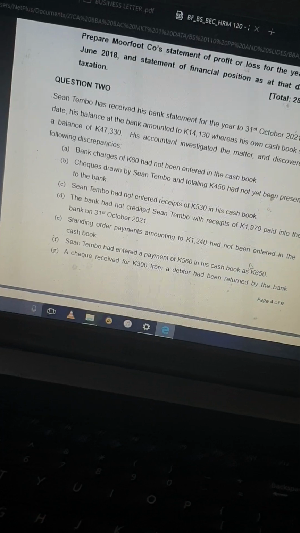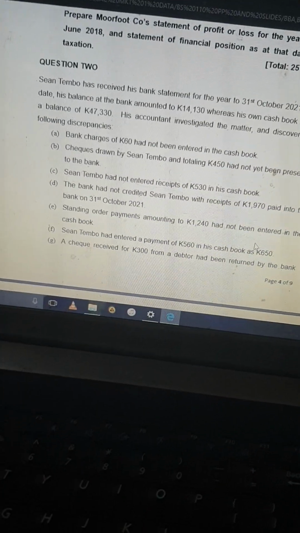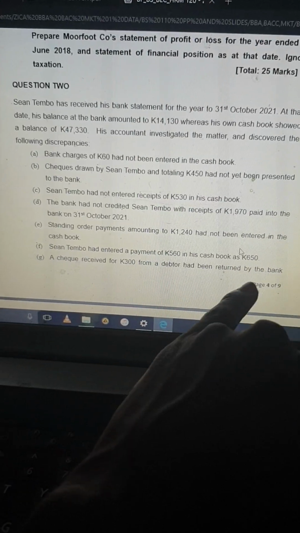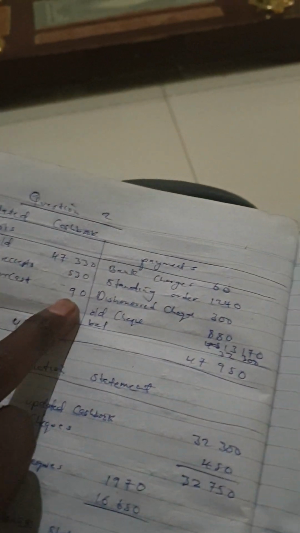Then they're saying on F, Sin Tembo had entered a payment of 560 in his cash book as 650. So it was supposed to be a payment, money went. It was supposed to be 560, yet he entered 650. To correct this, we get the difference, 650 minus 560, which gives us 90. Since he entered a bigger amount, to correct that, we put it on the credit side. No wonder that 90 is on that side.